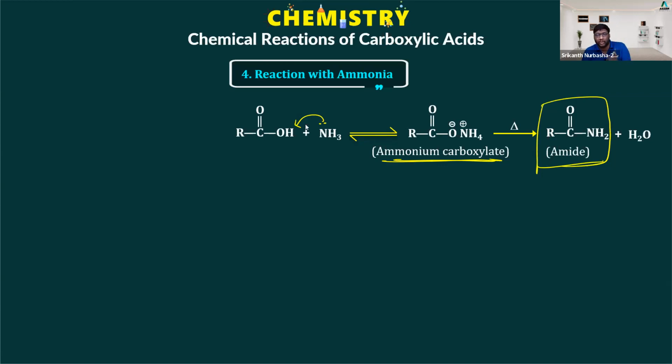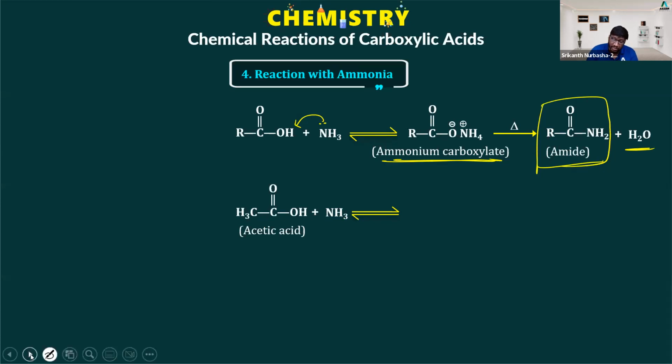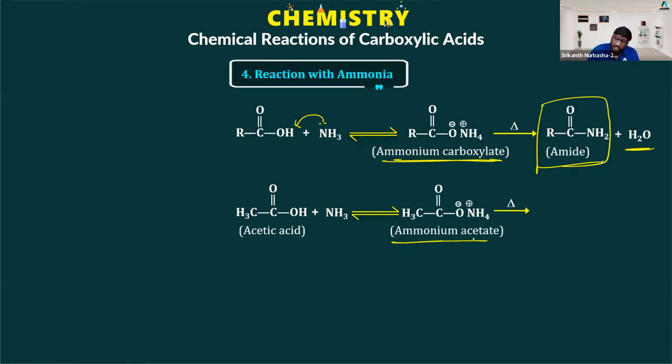Carboxylic acid treated with ammonia forms the respective salt of the carboxylate ion, like ammonium carboxylate. Upon heating, it undergoes rearrangement and loss of water happens. Acetic acid plus NH3 will give what? Ammonium acetate, CH3 C double bond O minus NH4 plus. This ammonium acetate upon heating will form CH3 C double bond NH2, ethanamide, plus what is lost? Water. Acetamide is obtained.